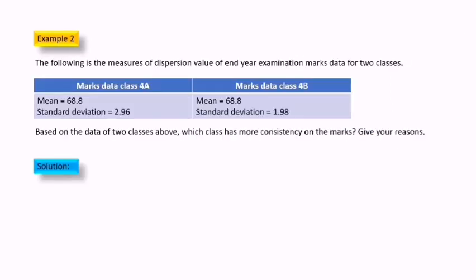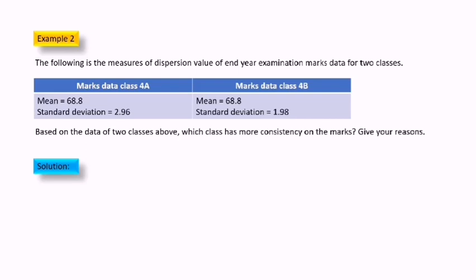Example 2. The following is the measures of dispersion value of end-year examination marks data for two classes. Based on the data of two classes above, which class have more consistency on the marks? Give your reasons. Okay, based on the data here, the mean of class 4A and 4B same.